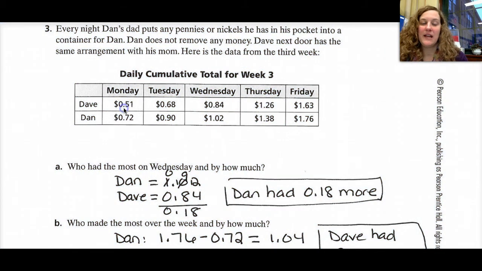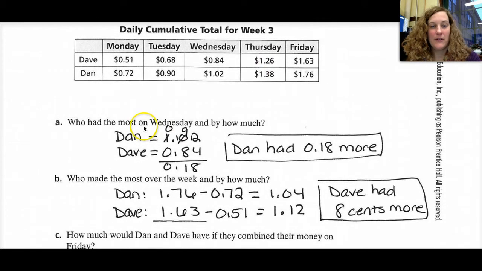So on Monday, Dave already started with 51 cents, and Dan already started with 72 cents. So on Tuesday, when he had 68 cents, that's because he got 17 cents on Tuesday. So the total on Friday is the total for the whole week. He didn't get $1.63 on Friday. His total for the week is $1.63. That makes a difference when you're answering these questions.